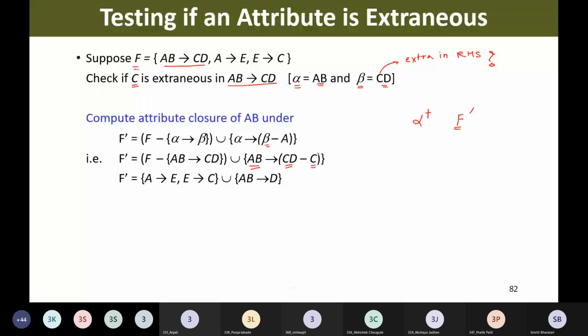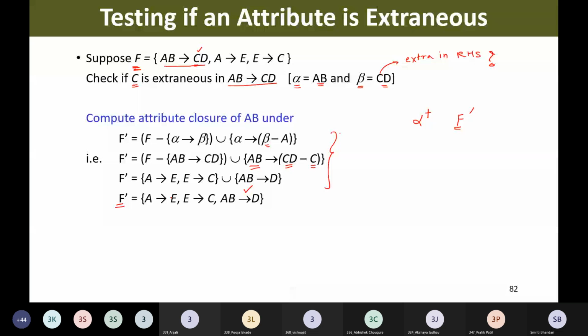But it is in fact very much easy. So, what we can do is, see here, we are testing for this functional dependency and we are testing for this C. So, simply our F dash would be AB to D by omitting this C and the remaining dependencies A to E and E to C. Got it? So, this is my F dash.